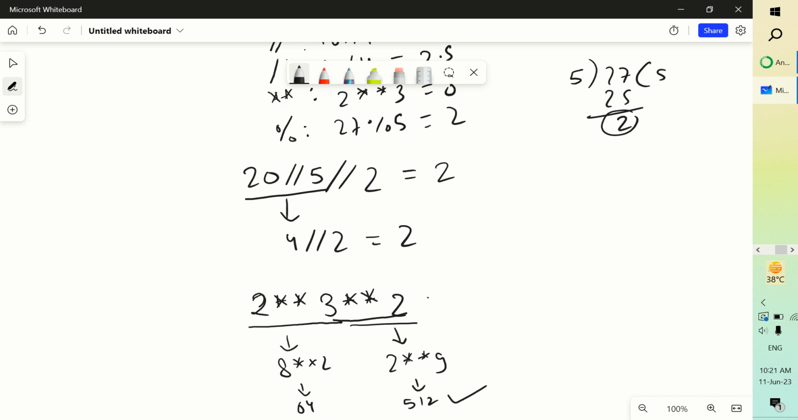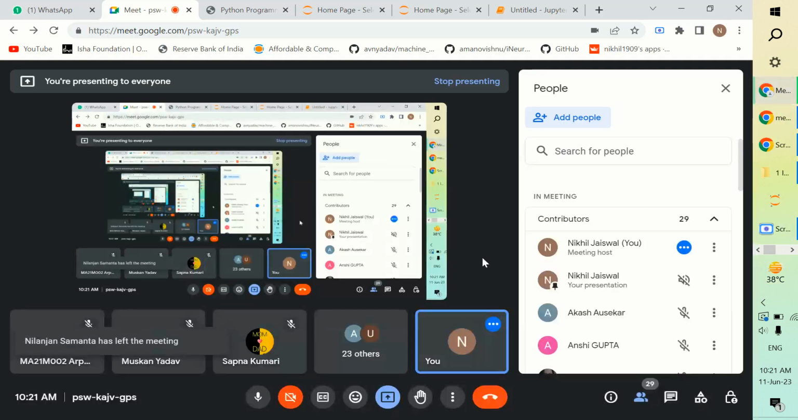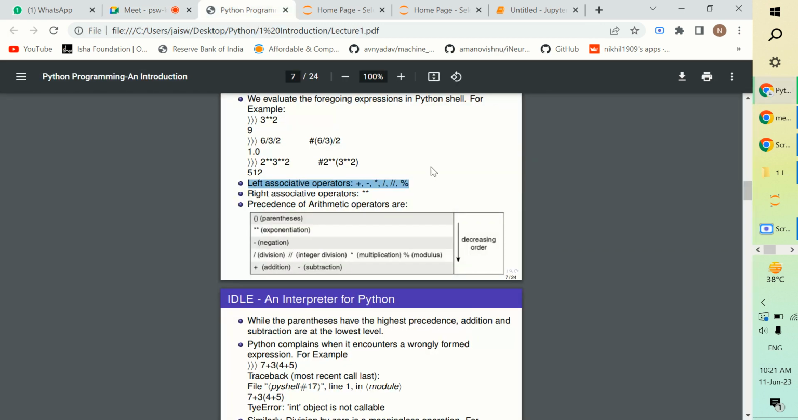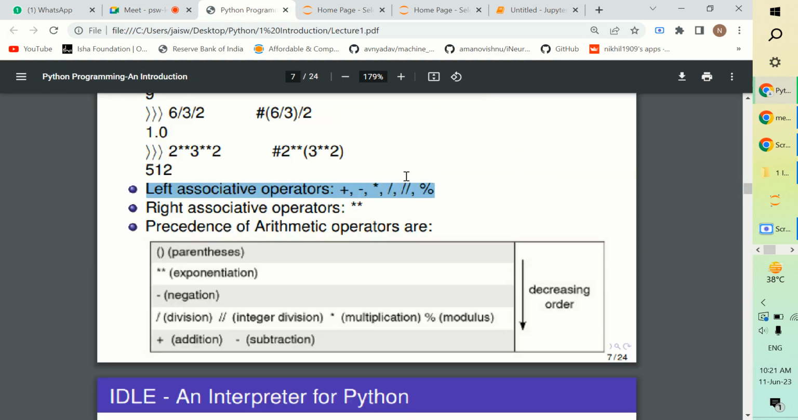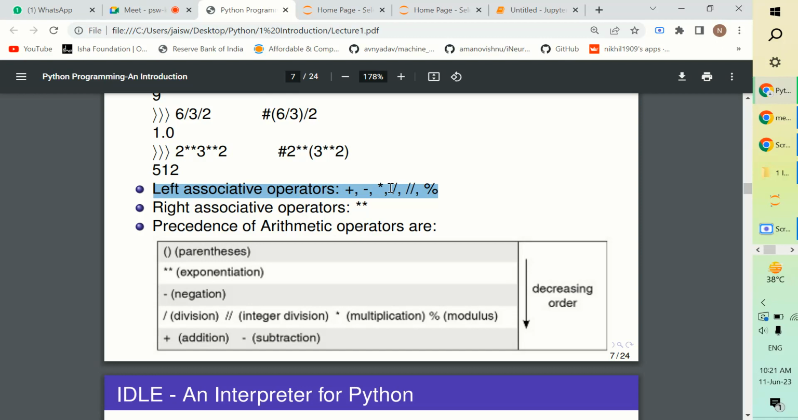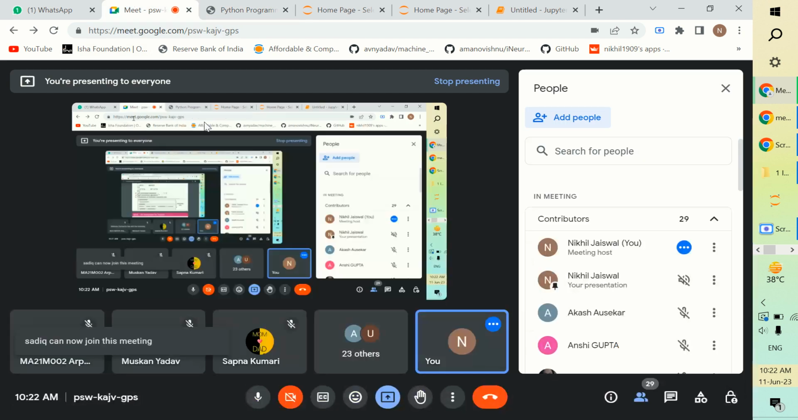Okay, so this left associativity and right associativity is clear. We can see that plus, addition, subtraction, multiplication, integer division, floating point division, modulo, all of them are left associative operators, and exponent is the only operator that is right associative. Okay, is that clear? Yes, you need to respond.